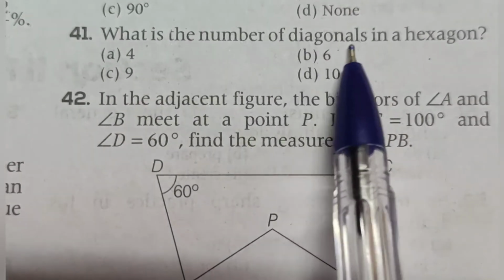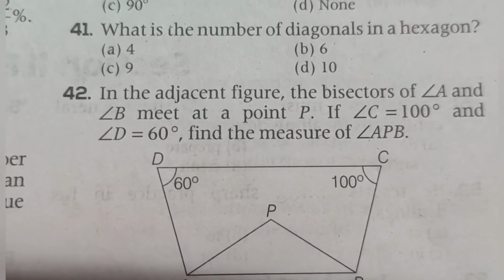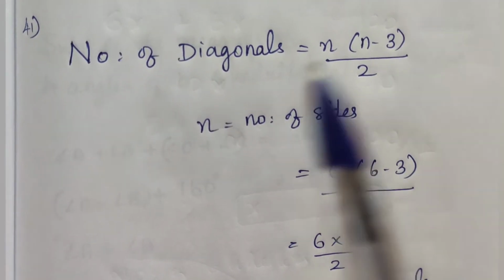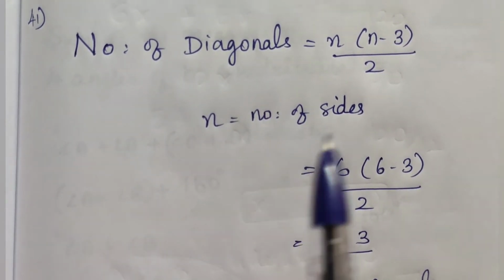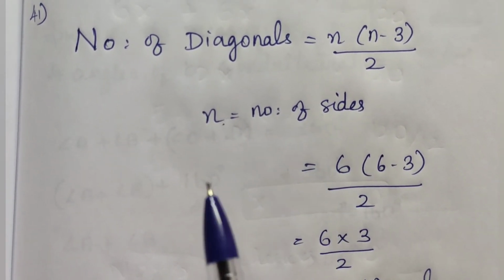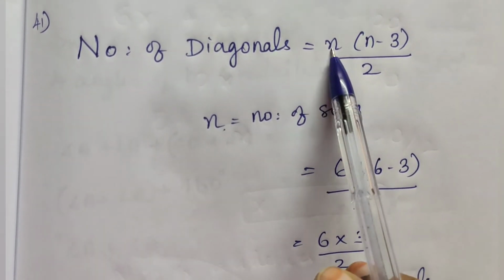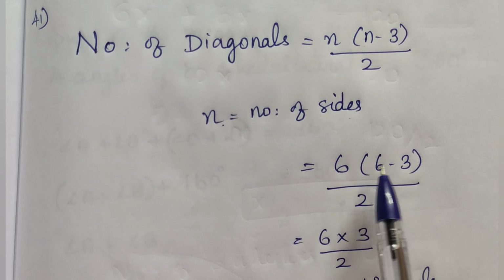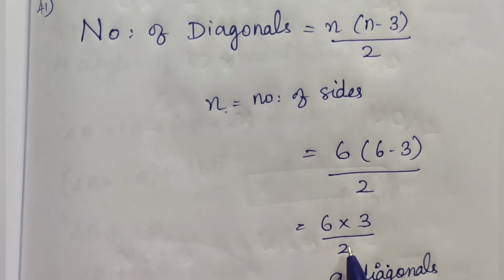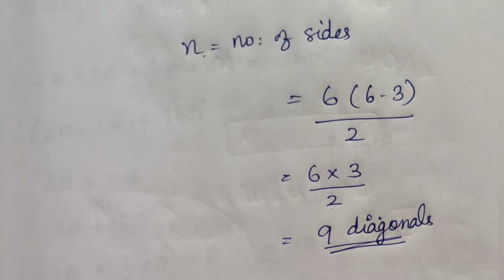41. What is the number of diagonals in a hexagon? There is a formula to find the number of diagonals in a polygon. The formula says n into n minus 3 by 2, where n is the number of sides of the polygon. A hexagon is a 6-sided polygon, so we apply n as 6. 6 into 6 minus 3 by 2. 6 minus 3 is 3. 6 into 3 is 18, by 2, 9 diagonals. So there are 9 diagonals in a hexagon.